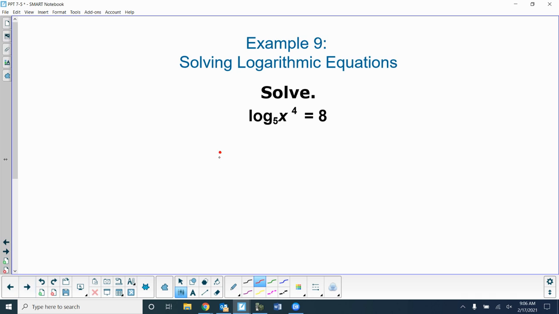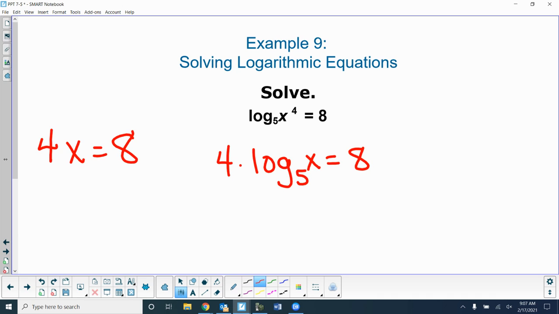All of you did this, which was good. Then you got stuck. There's no reason to get stuck here. We all okay with that? Why can I do that? The 4 was an exponent, right? The power rule of log says I can move that power out front. Now, if this was just 4x equals 8, what would you do to solve for x? Divide by 4. We'll do the same thing.